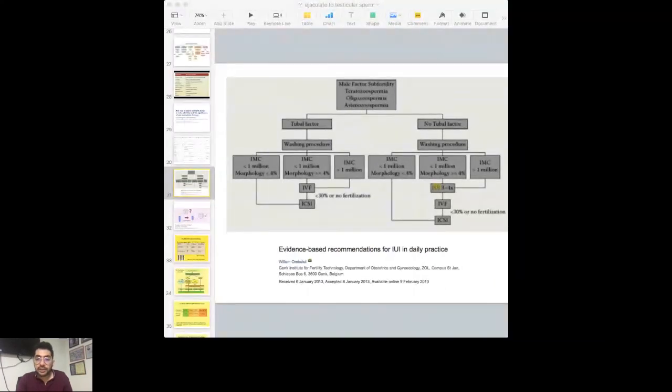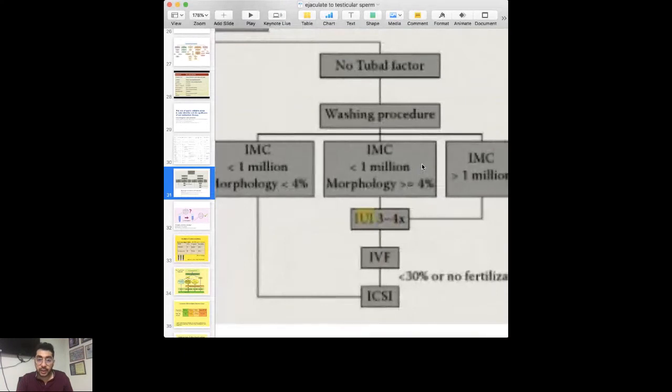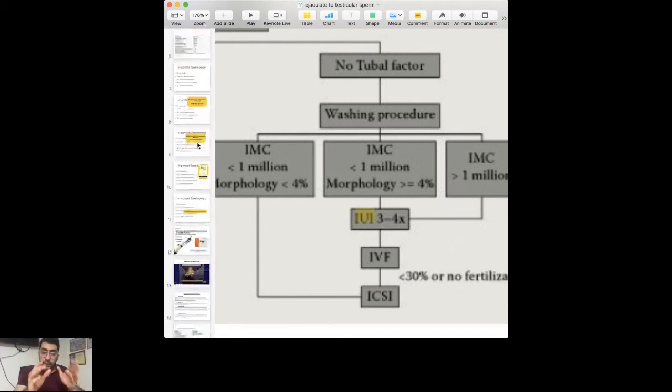Okay, right, so have a look at this flowchart. Let's focus only on the no tubal factor, because this is when we are going to do the IUI itself, right? So when the patient has no tubal factor and you prepare the sample using your washing procedure, whatever preparation technique that you're using, and then divide them based on the inseminating motile count. So inseminating motile count is basically the inseminate volume multiplied by the post-wash motile count. So let's say my inseminating volume is 0.5 ml or 0.3 ml, which I basically use for IUI, multiplied by the post-wash motile count, that gives me the IMC or the inseminating motile count.